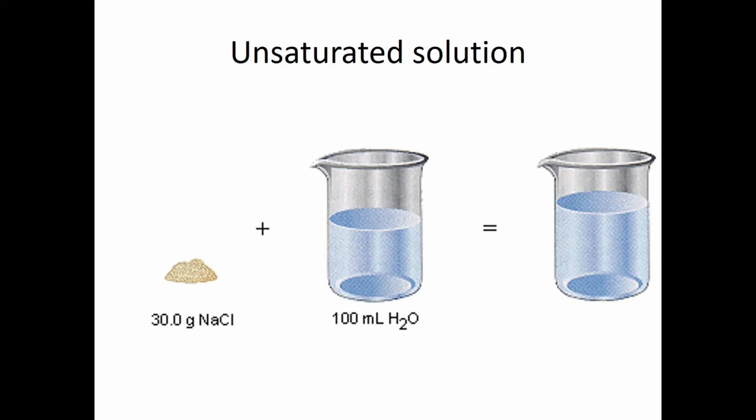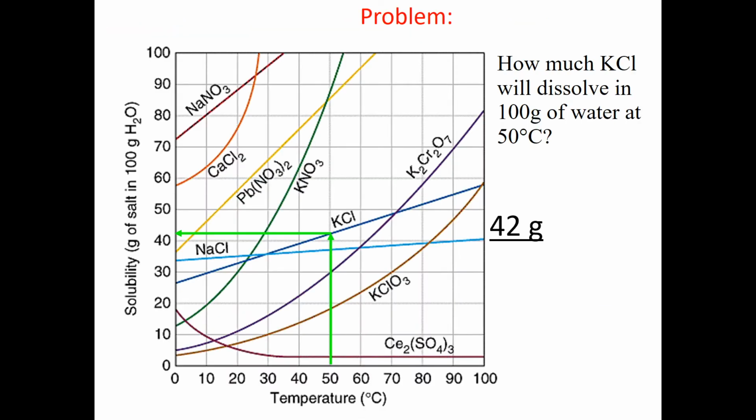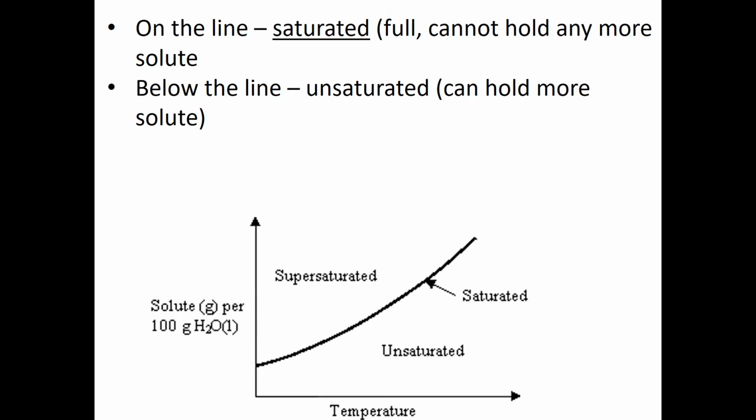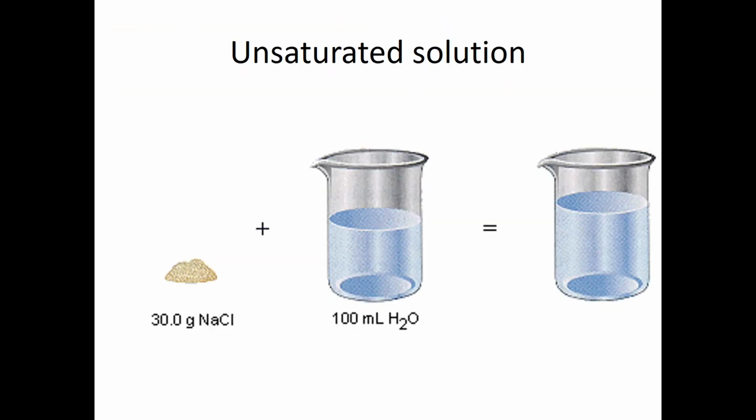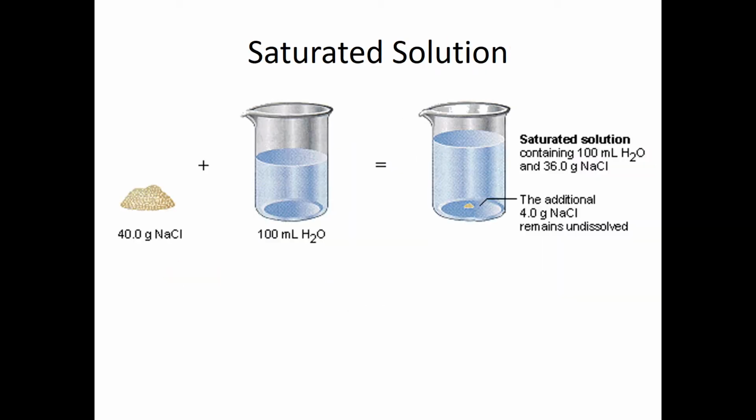So this is showing salt. We look at here, salt at 0 degrees is about 34. I think they're doing it at room temperature, which is around 20 or 30, which is around 36 degrees. So at most, only 36 grams can dissolve in it. If you put 30 grams, that would be unsaturated because you could put 6 more grams. If you put 40 grams in, 36 will dissolve, while 4 grams would settle to the bottom.